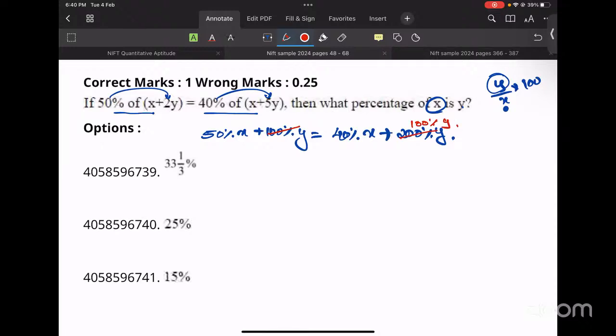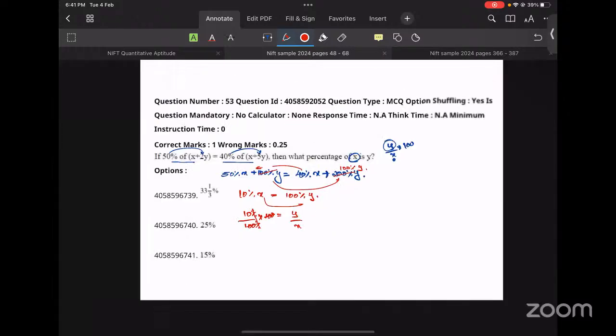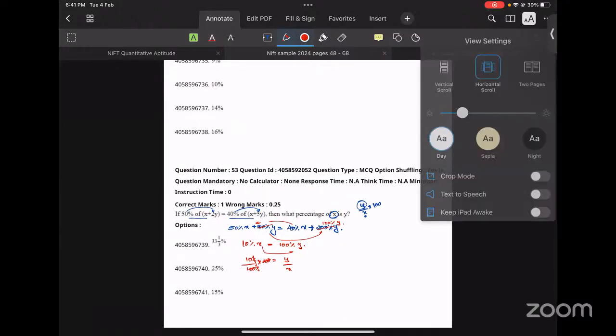Okay. So when you bring it over here, it becomes 100% of y. When you bring it over here, it becomes 10% of x equals 100% of y. We want y by x. So they bring the x over here. So that is equal to y by x equals 10% by 100%. And we want to multiply with 100. Okay. Percentage gone. 100 gone. So finally, we are having.